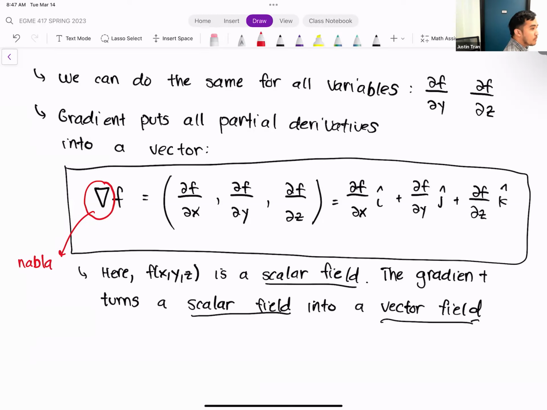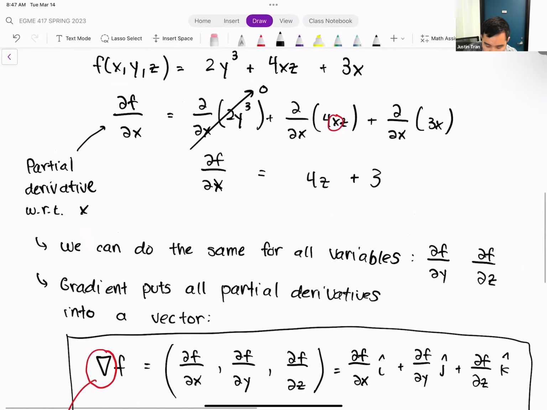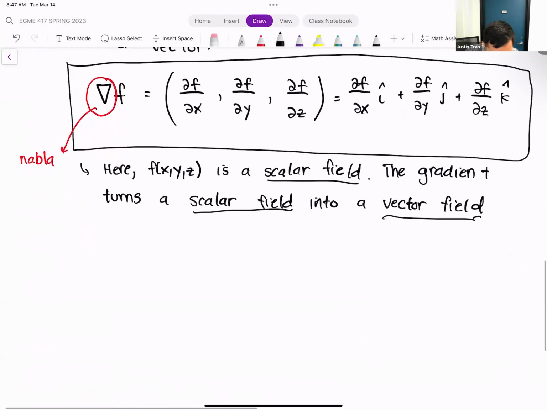All right, any questions on this so far? Okay, so that's the gradient. And so let's do an example. So let's take the scalar field that I have above and compute the gradient.